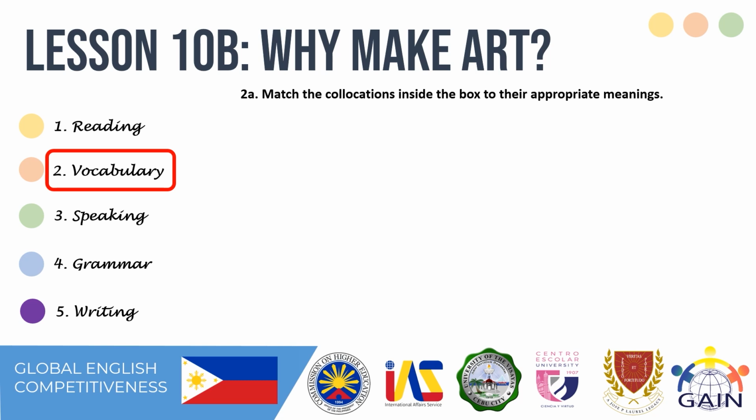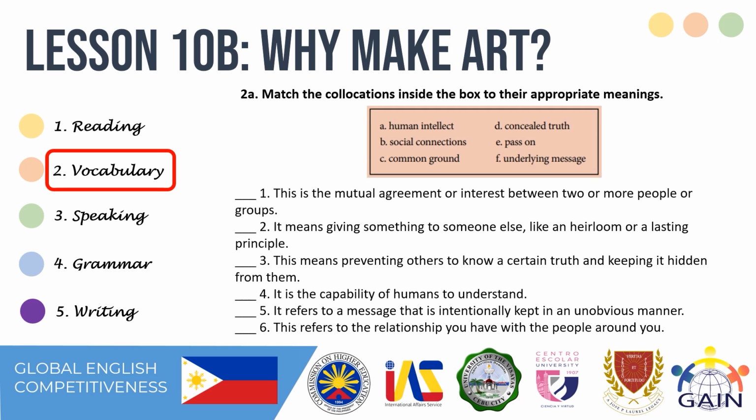The next activity, 2A, will task you to match the collocations inside the box to their appropriate meanings. Here's an example. Out of all the choices inside the box, the most appropriate phrase for the first definition is common ground. True enough, common ground is defined as opinions or interests shared by each of two or more parties. Now pause the video and answer the rest of the items.